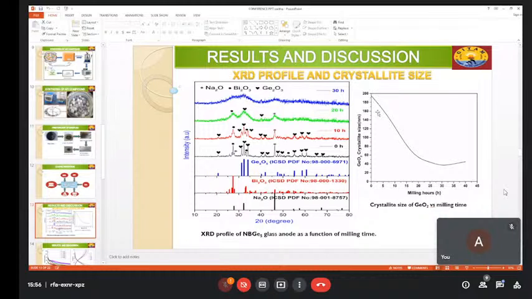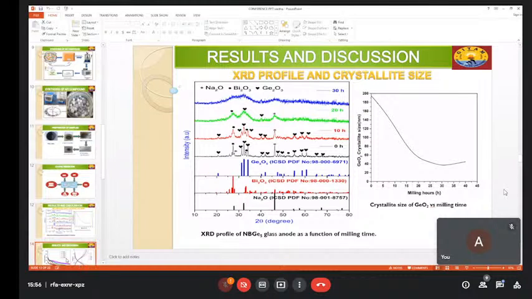The crystalline size gradually decreases from 200 nanometers to 3 nanometers. After 35 hours of milling time, the crystalline size increases. From this profile, at 0 hours milling time, I noticed some peak values. Gradually increasing the time to 10 hours, 20 hours, 30 hours, the sample completely becomes amorphous in nature. So this is the XRD profile.